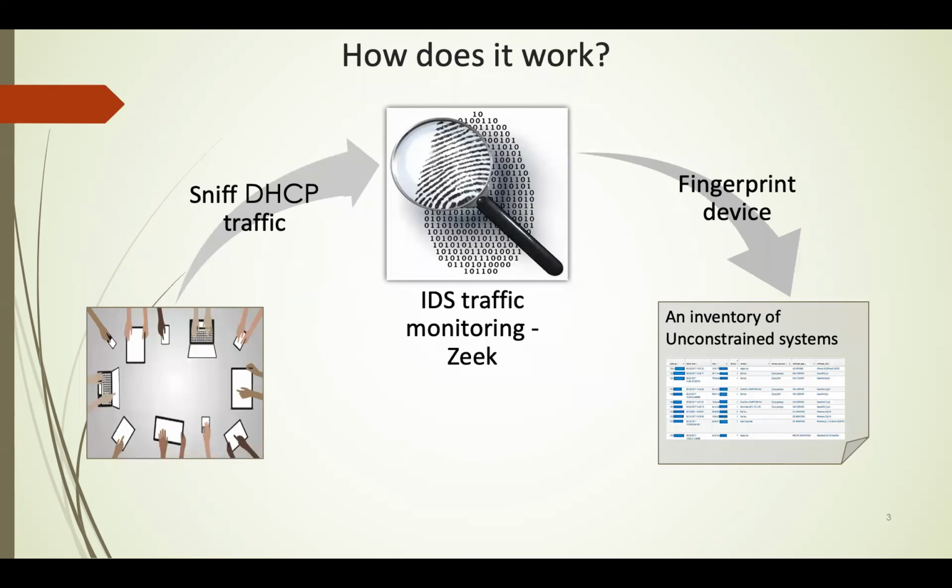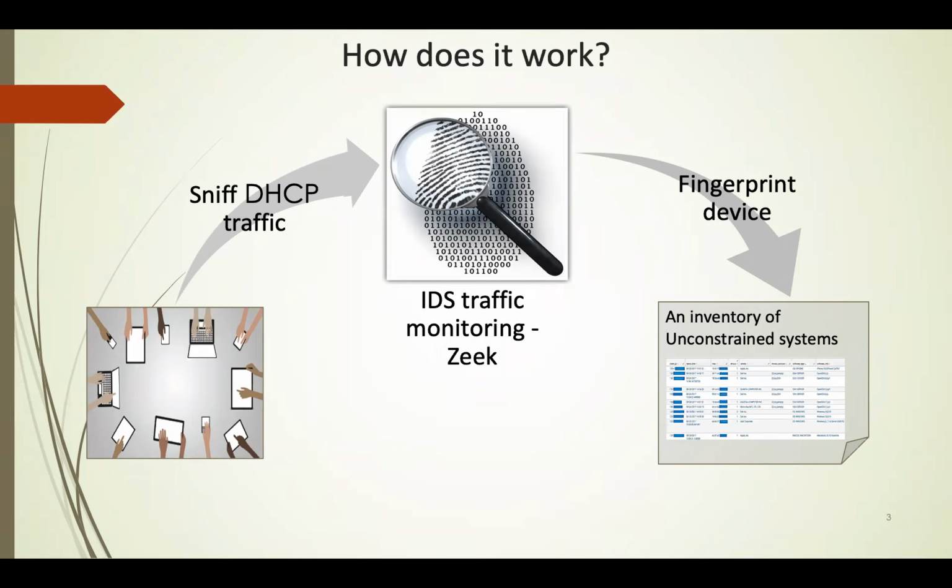So how does this work? On the left-hand side, as I mentioned, it primarily works for organizations that use DHCP, and that not only use DHCP, but also sniff that traffic. So if there is east-west traffic sniffing going on, or if you monitor that traffic using one of the intrusion detection system tools like Zeek, then you have the ability to look into that traffic. And if you have the ability to look into that traffic, you can efficiently fingerprint that device using this technique.